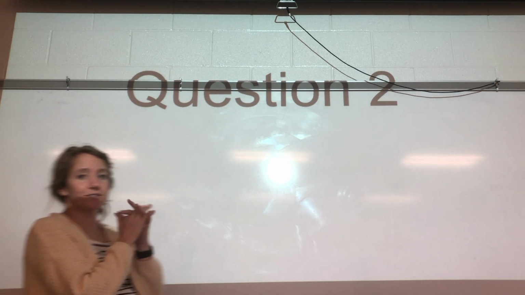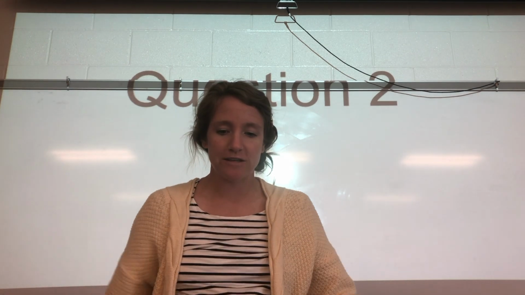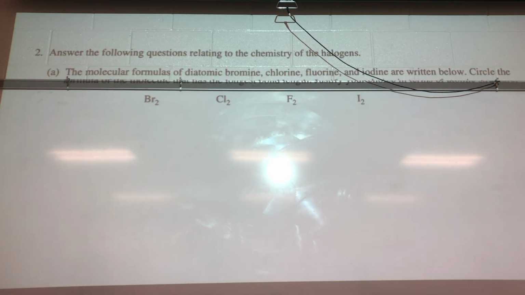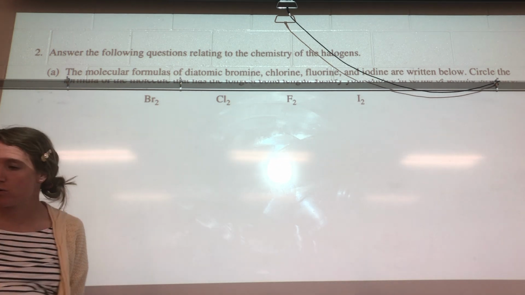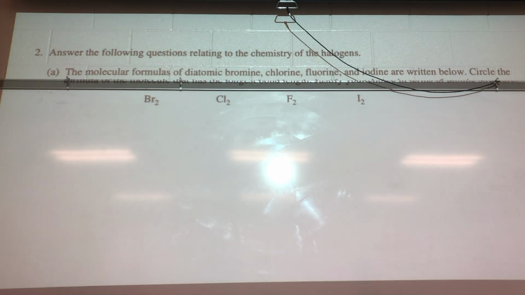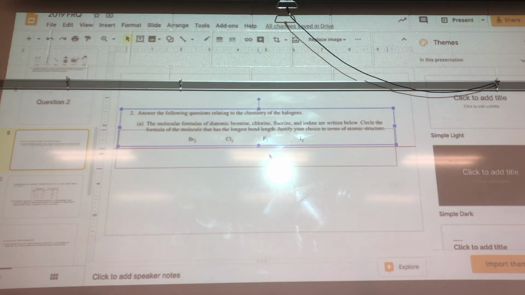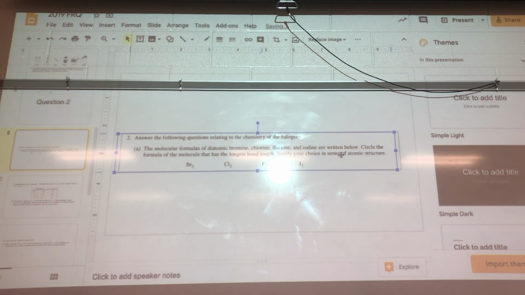Okay, let's talk question 2 of the 2019. All right, so here is how it starts. It says, answer the following questions related to the chemistry of halogens. Question A says, the molecular formulas of diatomic bromine, chlorine, fluorine, iodine are written below. Circle the formula of the molecule that has the longest, I'm going to move that down a little bit just so it's not right on that line, even though I know you have it on your own paper.